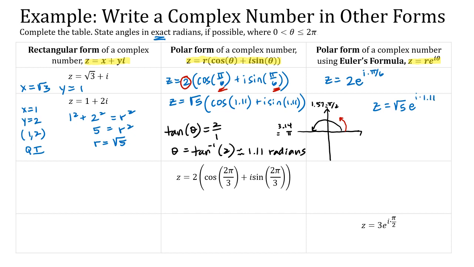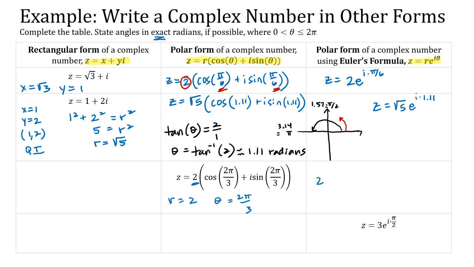All right. Now in row 3, we aren't given the rectangular form, we are given the polar form and asked to rewrite that in rectangular form and in Euler's formula. In this example, the 2 is in the position of the r. So my r value is 2, and my theta value is 2 pi over 3. Probably the easiest way to go is to rewrite this in Euler's formula.